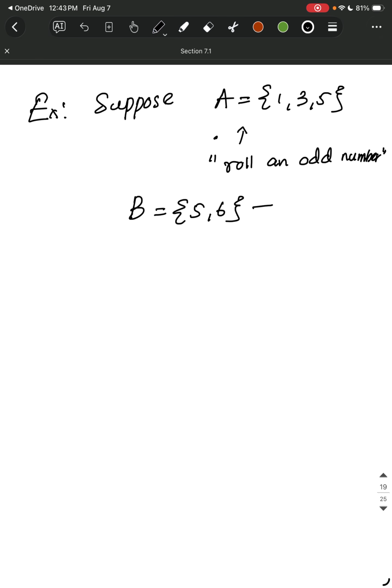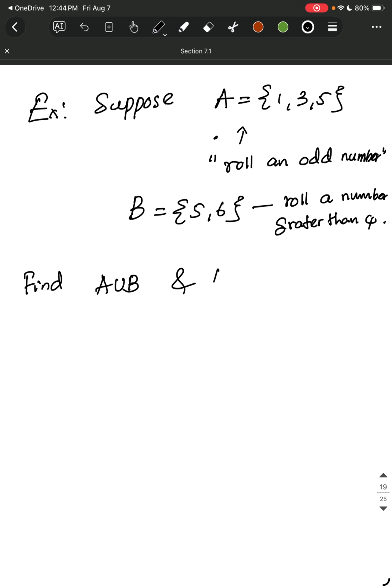Roll a number greater than 4. Okay, then find A union B and A intersection B. Also A complement. Find A union B, A intersection B, and A complement.